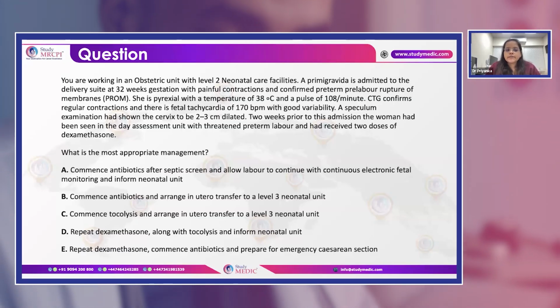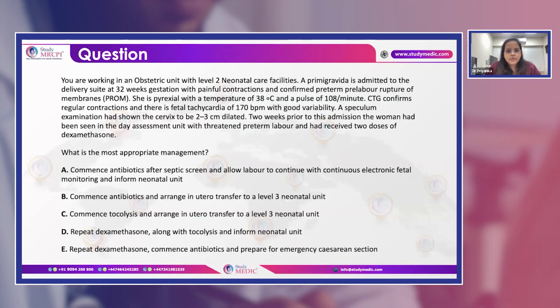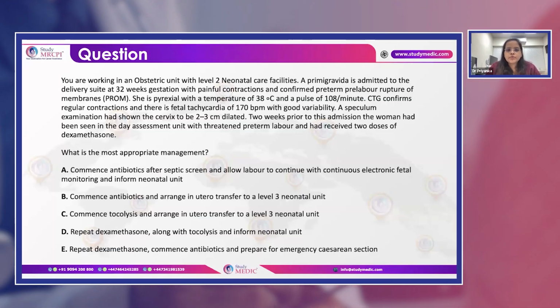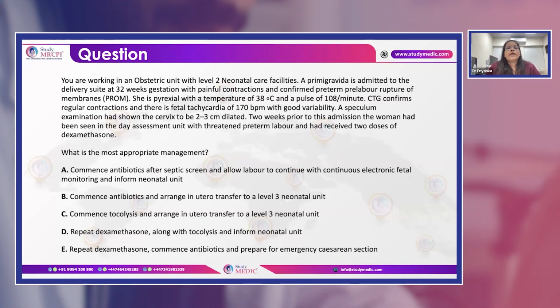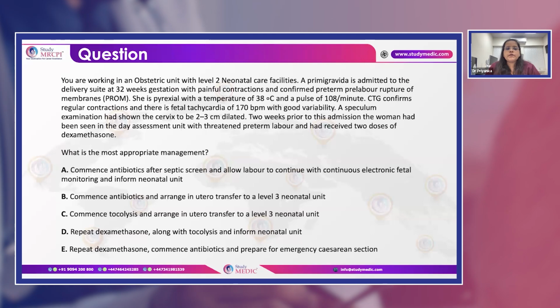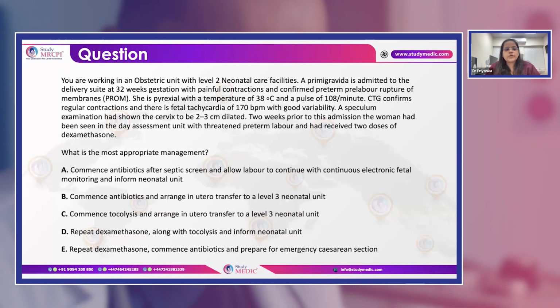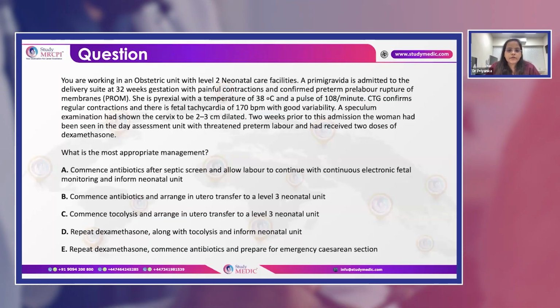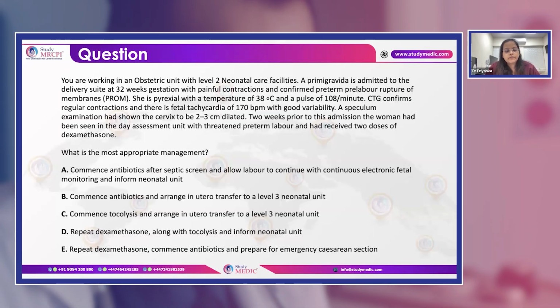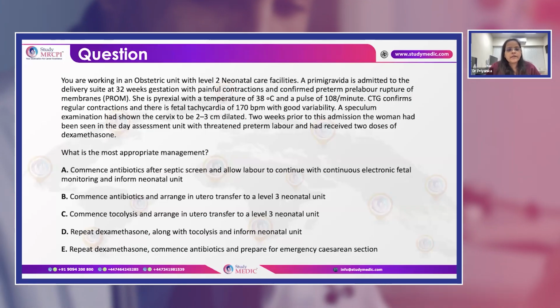So why is the correct answer A? Because she is 32 weeks pregnant, so a level 2 care can also manage this patient at 32 weeks. But here answer B is wrong. There is no need for an in utero transfer. She can deliver in a level 2 care.